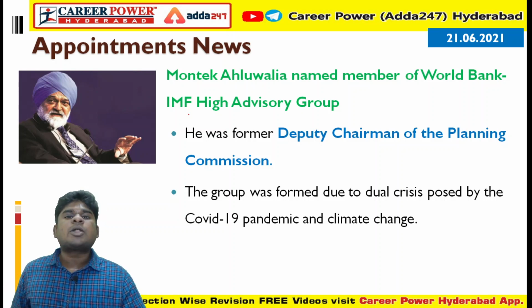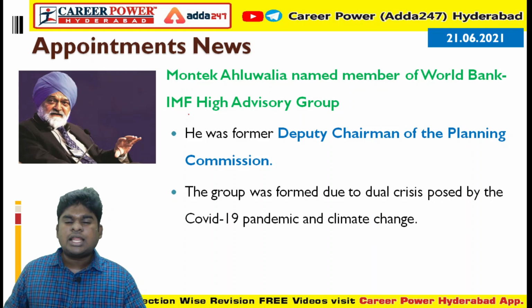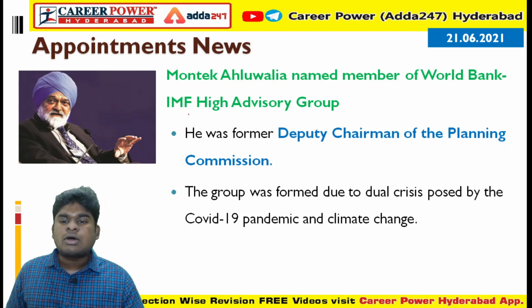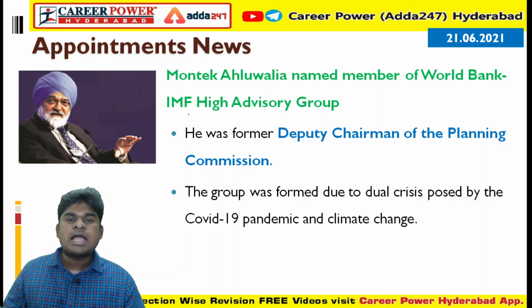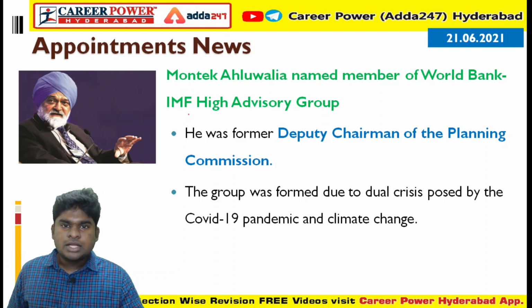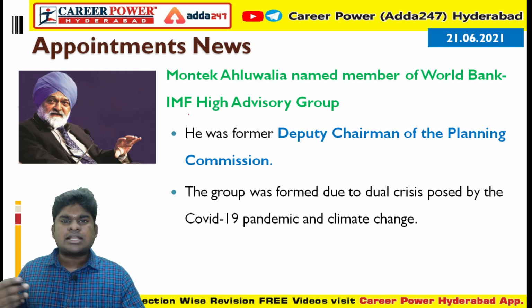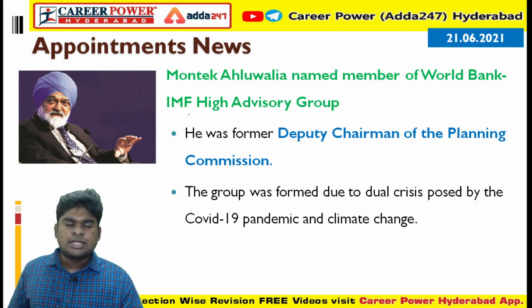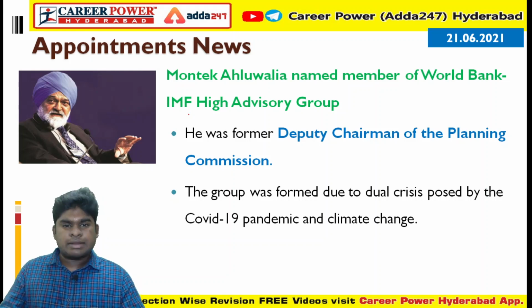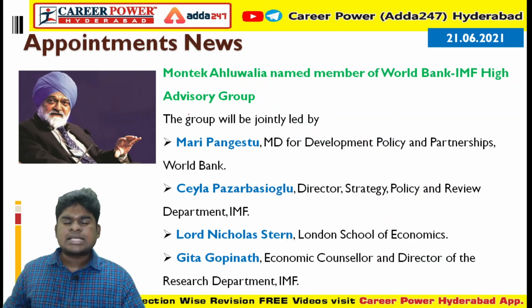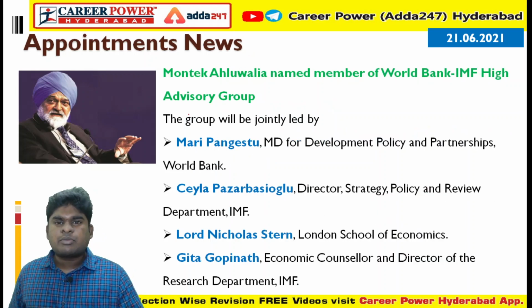So during the time of Manmohan Singh, 2004 to 2014, he was the deputy chairman of Planning Commission. So this Montek Singh Ahluwalia is named as the member of the World Bank IMF High Level Advisory Group. So this group was created because there are two problems faced by the world today: the COVID-19 pandemic and climate change. So Montek Singh Ahluwalia is elected as a member of this group.